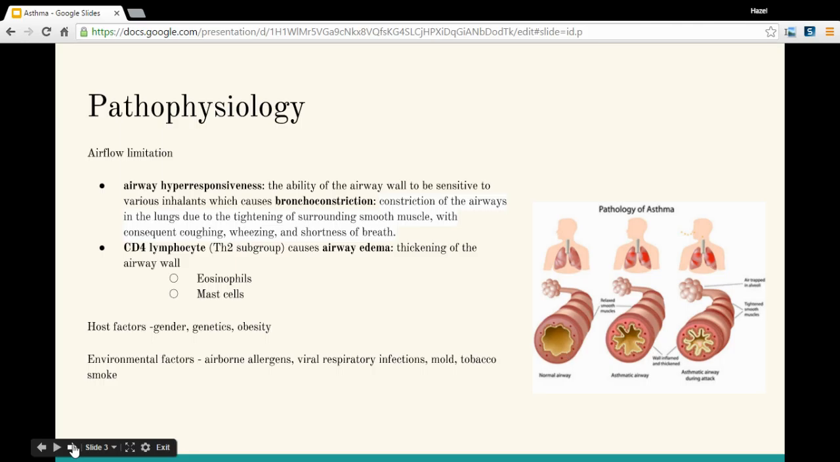The CD4 lymphocyte is also believed to promote inflammation, causing edema formation, which is basically excess fluid, and causing thickening of the airway wall. Some host factors that cause asthma are gender, genetics, and obesity. Environmental factors are airborne allergens, viral respiratory infections, mold, and tobacco smoke.